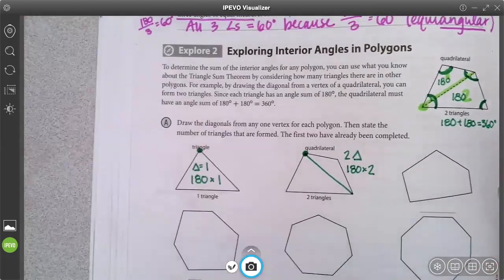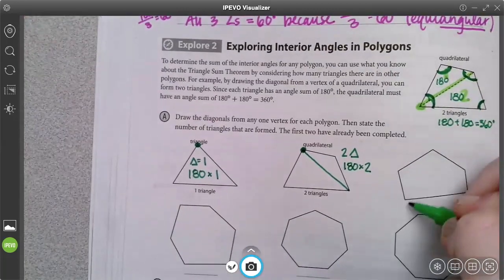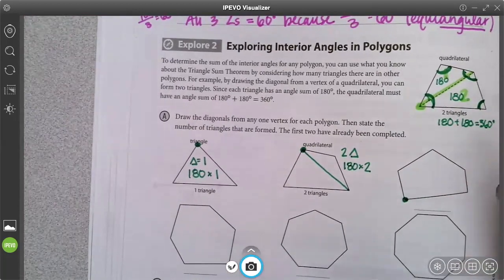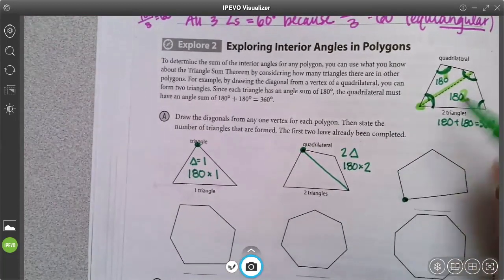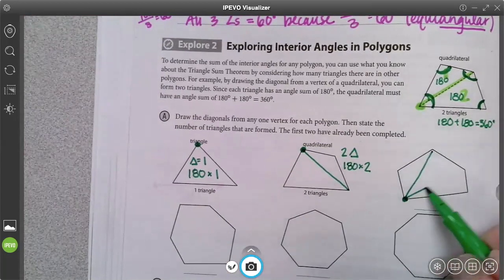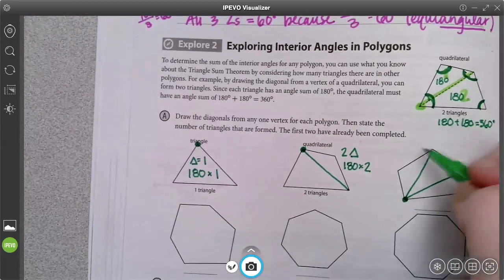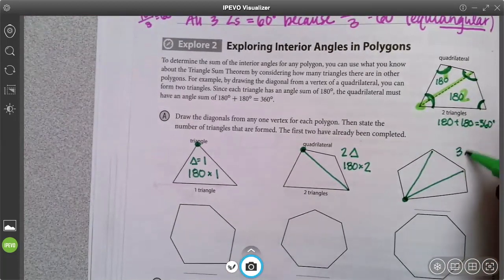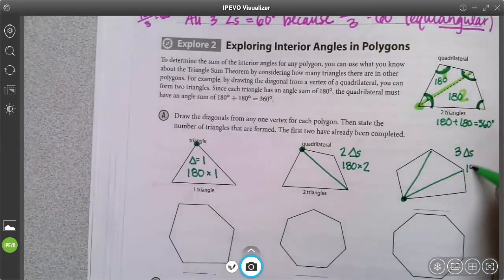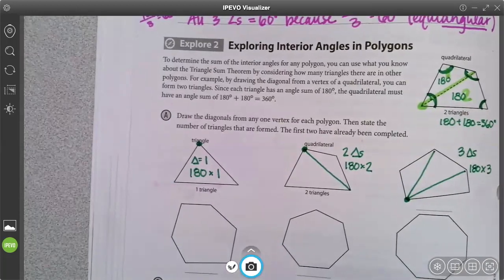Here we have a pentagon. We're going to pick a corner, any corner. Make sure that all of your angles are connected. So there's one that's connected. Here's one that needs to be drawn. Here's another one to be drawn. This one is directly connected. So we now have 3 triangles. And our number of degrees would be 180 times 3. I hope you're catching on to a pattern here.